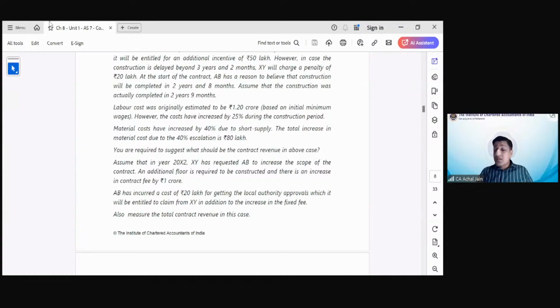I'm just assuming that nobody is looking at the solution given in the study. Otherwise, the entire purpose of discussion will go away. So please try to attempt it on your own. Great. Rajesh has also solved this. Rajesh is getting 7.4 crore. Great. What about others? Bhumika is getting the same answer. Great. What about others? Quickly.